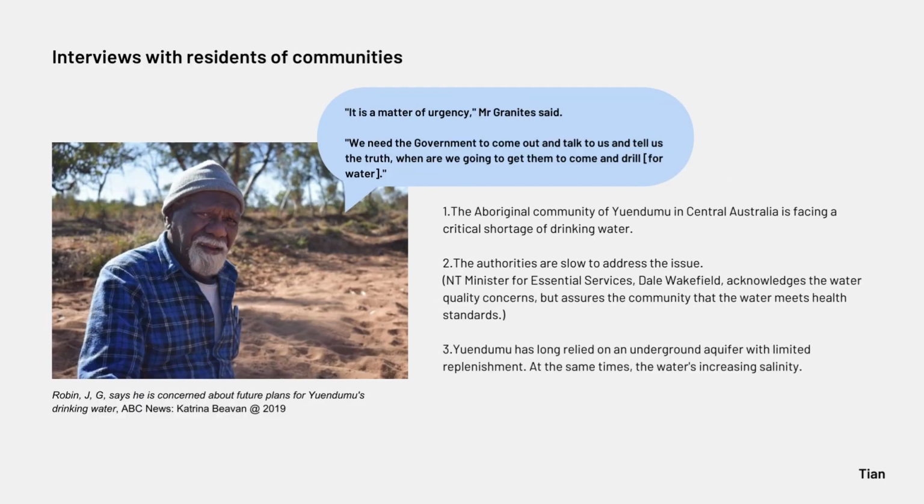This next slide is interviews with the residents of the community. ABC News interviews these residents. He said we need the government to come out to talk to us and tell us the truth when we are going to get them to come and draw water. The Aboriginal community Yundum in Central Australia is facing a critical shortage of drinking water. There's no water for them, and the government is slowly addressing these issues.